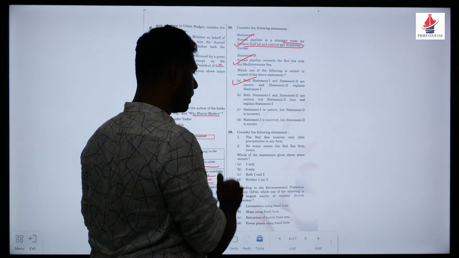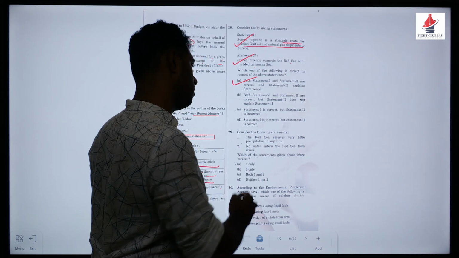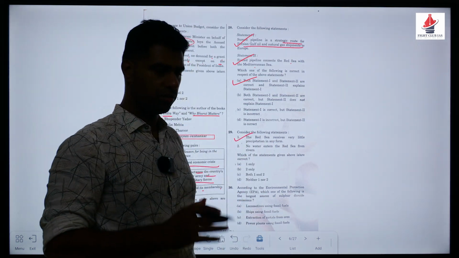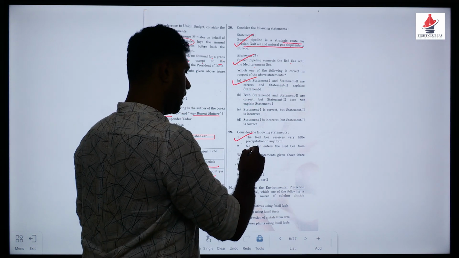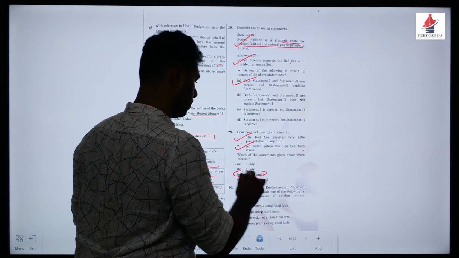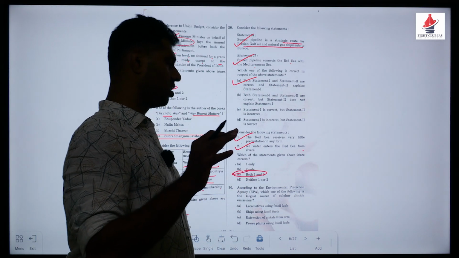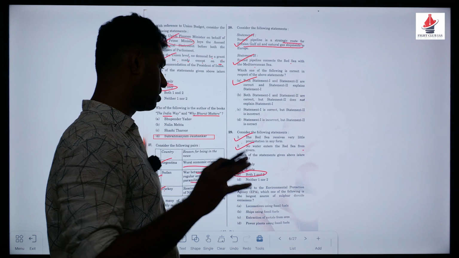Clear? Coming to the 29th one, the Red Sea receives very little precipitation in any form. Yes. It receives very little precipitation. No water enters the Red Sea from rivers. Yes, this is true. Answer is both 1 and 2. There is no river water entering the Red Sea.